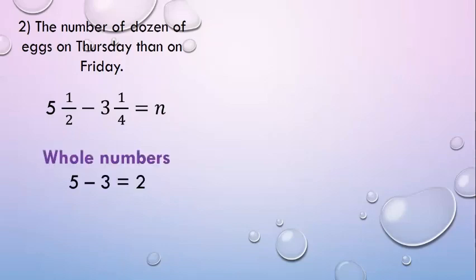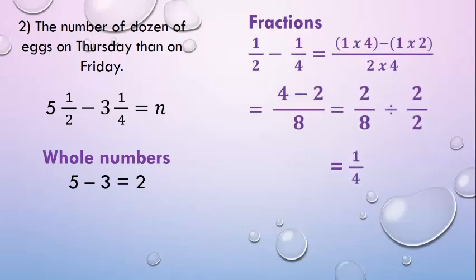Okay, so again, let's work on the whole numbers. 5 minus 3 equals 2. Now for fractions, again, I'm using the cross multiplication method. Here, 1 times 4, 1 times 2, that's minus. Then multiply your denominators. 1 times 4 is 4. 1 times 2, you have 2. Then 2 times 4, you have 8.